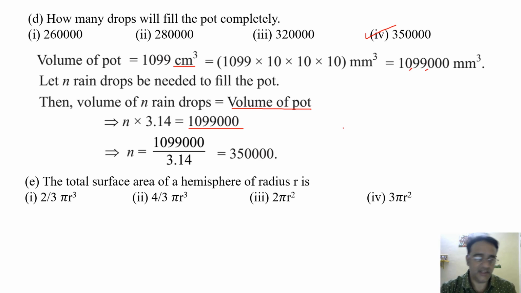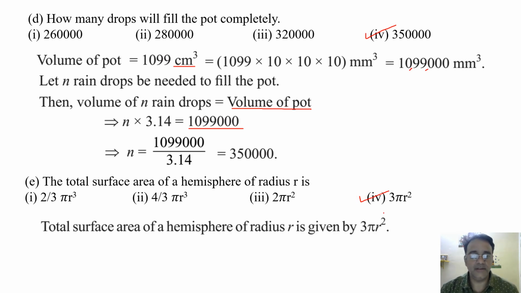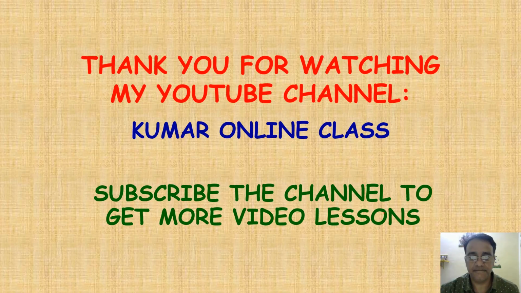Now we'll move toward the last question. Very simple question. The total surface area of a hemisphere of radius r. We know that the formula of total surface area of a hemisphere is 3 pi r square. So this is the correct answer, the fourth one. So this is the last question of this case study question. So thank you very much.